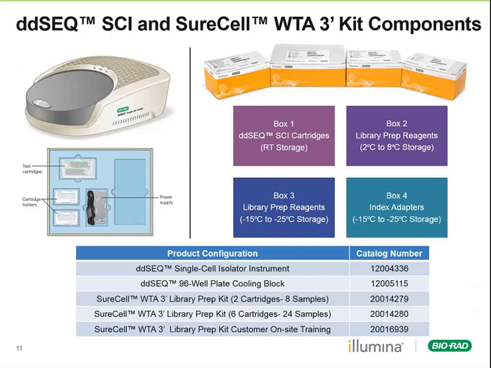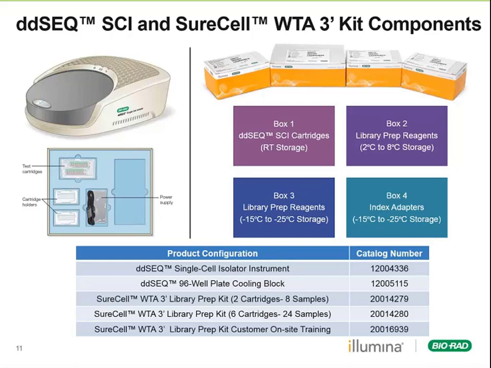Once you've ordered the ddSEQ and SureCell workflows, you'll find that you're going to get the ddSEQ SDI instrument and an accessory box. This instrument is self-installable, and I can tell you that while it's a very high-precision instrument, it's as easy to install as a toaster, which is great, and it doesn't take up too much bench space. You're going to get some reusable test cartridges, cartridge holders for running your one-use experimental cartridges, and a power supply. In the future, the ddSEQ SDI will come with a 96-well plate cooling block, but for now you're going to need to order that separately.